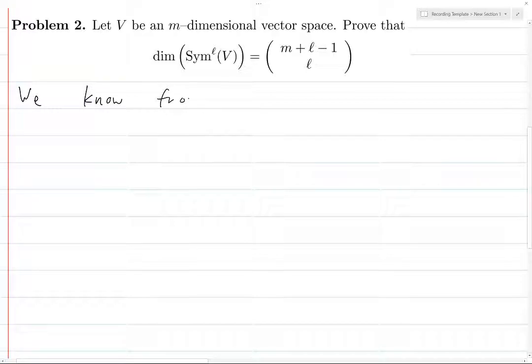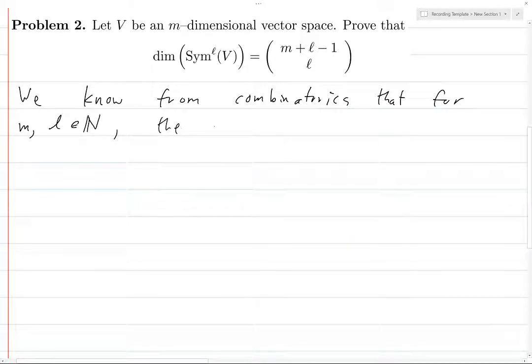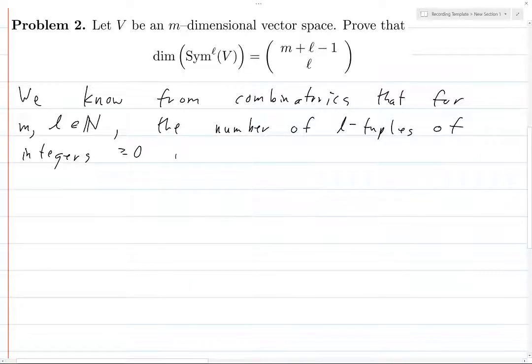We know from combinatorics that if we're given m and l in N, which is all integers greater than or equal to 1, then the number of L tuples of non-negative integers, but more explicitly integers greater than or equal to 0, whose sum is n, is given by m plus l minus 1 choose m.